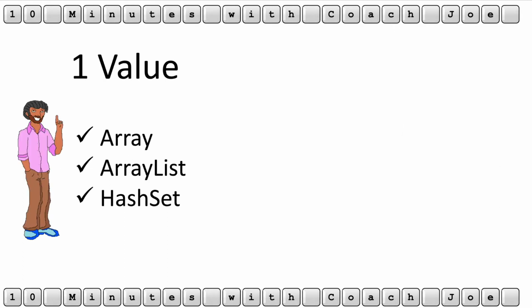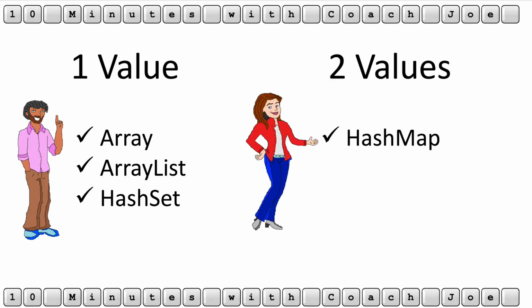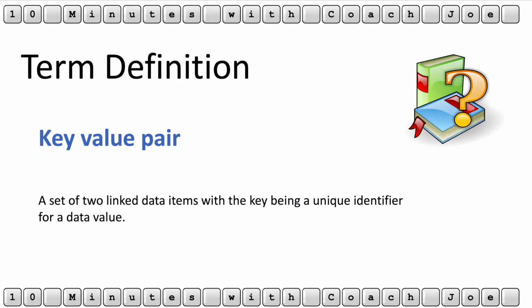The array, array list, and hash set are collections that hold 1 value per element. The hash map is a collection that holds 2 values in the form of a key-value pair. A key-value pair is a set of 2 linked data items with a key being a unique identifier for a data value.